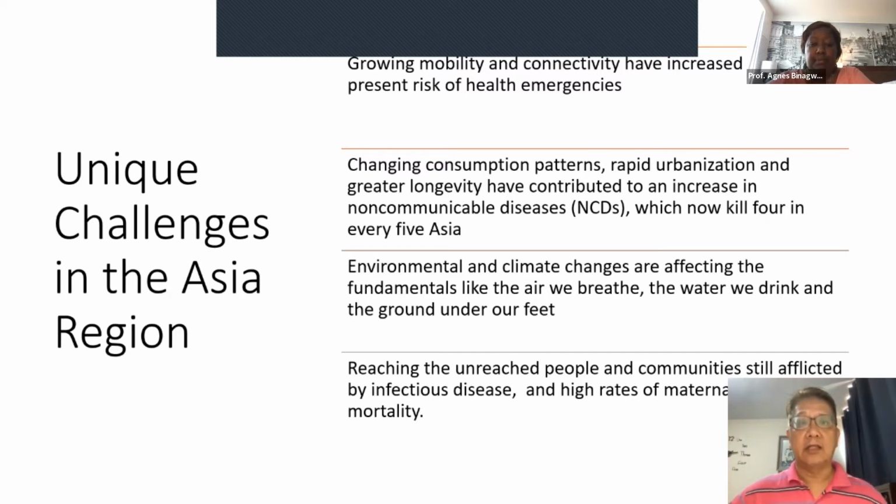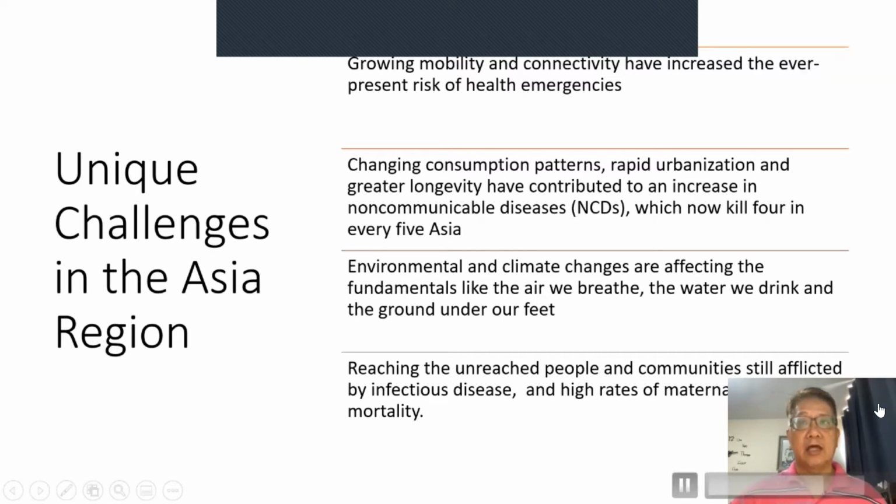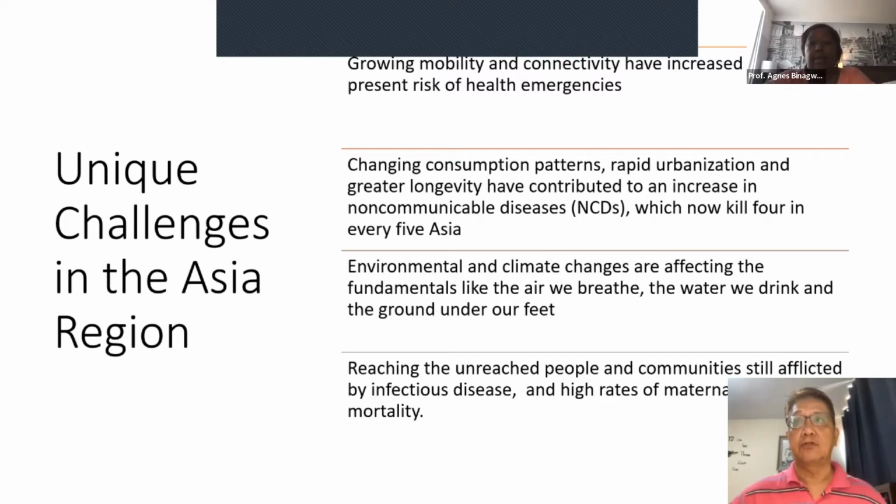Thirdly, environmental and climate change are affecting the fundamentals like the air we breathe in terms of air pollution, the water we drink, and even the ground under our feet. And yet, despite the progress and economic growth in our region, in Southeast Asia, there is still this issue of reaching the unreached. People and communities are still afflicted by infectious diseases and high rates of maternal and infant mortality.